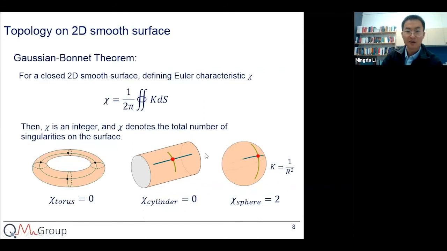From there, we can define a quantity called the Euler characteristic. We have a closed sphere, and we integrate the Gaussian curvature over the entire sphere and divide by a factor of 2 pi. That Euler characteristic chi becomes an integer, and it has a physical meaning: the number of total singularities on that surface. For this sphere, the Gaussian curvature is 1 over r squared everywhere, and the surface area is 4 pi r squared, divided by 2 pi. We get 2 singularities on the sphere.